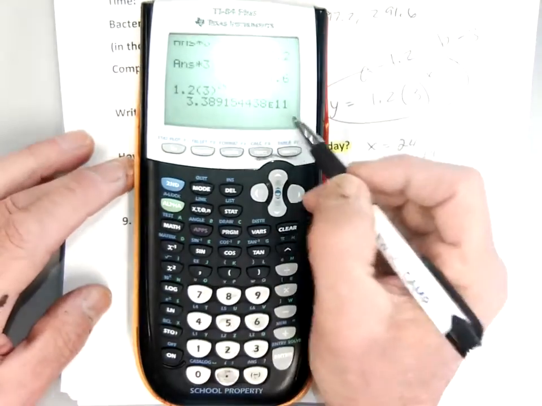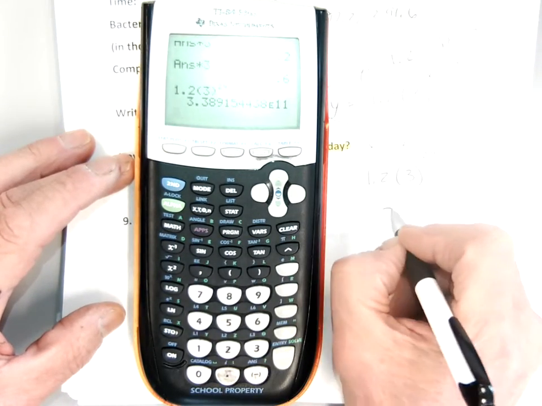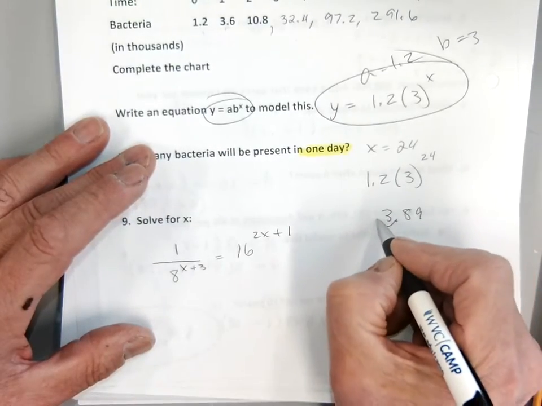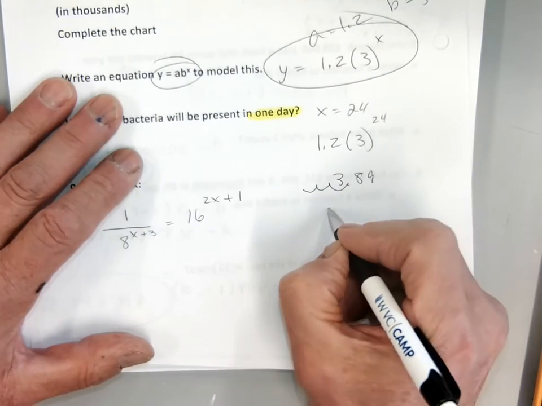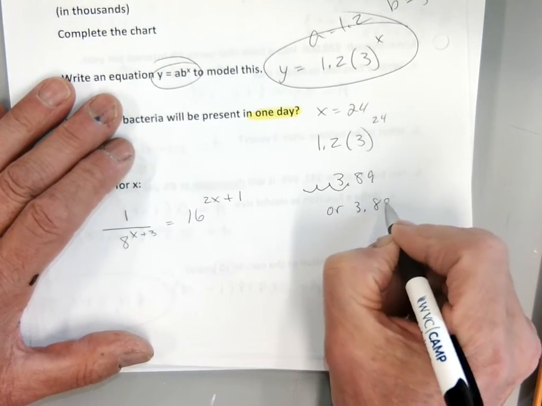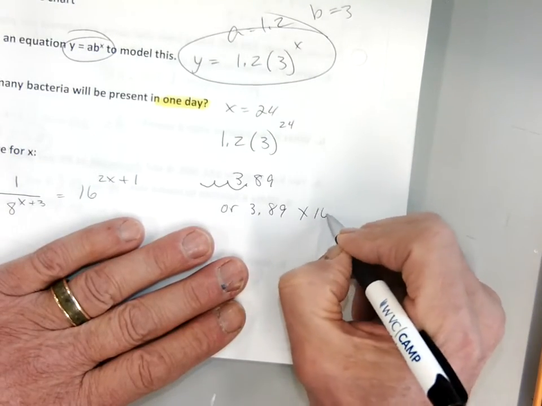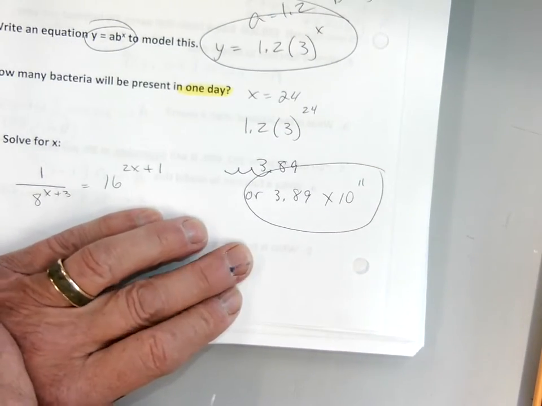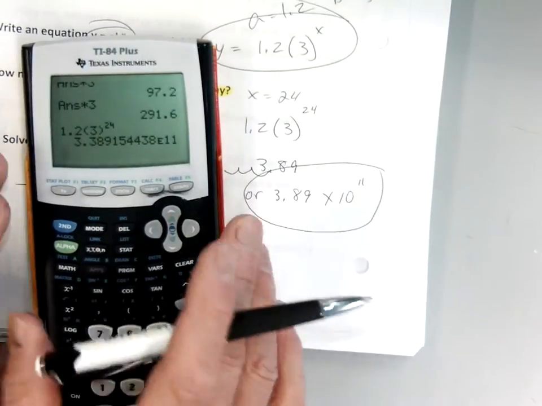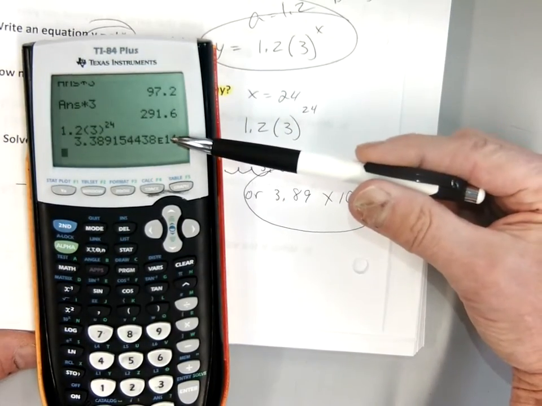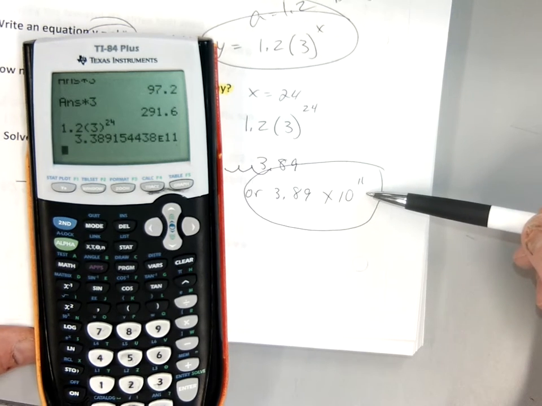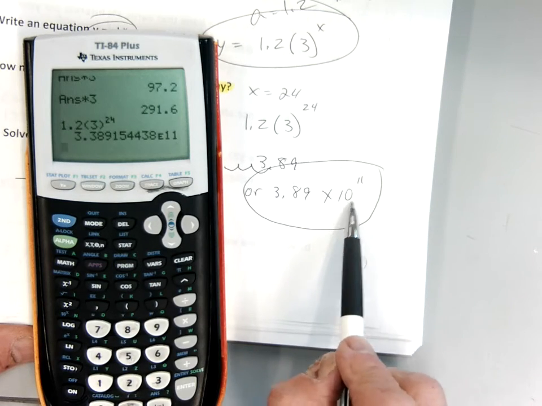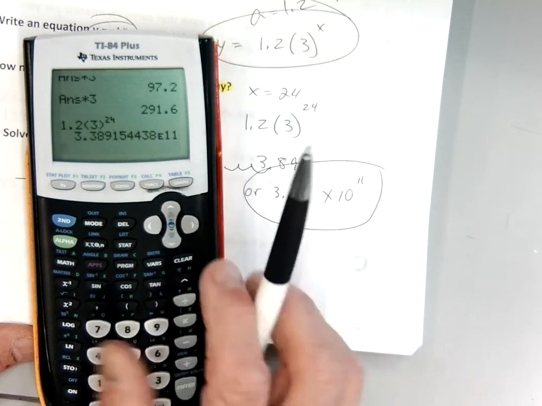Ooh, and I see the E11. What does that mean? I have to move the decimal 11 places. Or I can write 3.89 times 10 to the 11th power. That's a lot of bacteria, right? Have you guys learned scientific notation? Hopefully you have. So this really means times 10 to the 11th power, which moves the decimal 11 places, okay?